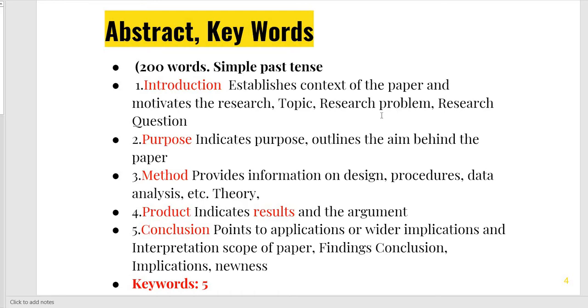There is introduction. You establish the context of the paper or thesis and motivate the research topic, research problem, or research question. You mention the purpose of the research or method. Which theory have you applied and what type of data do you have? Then what is the product? What is the result of your research? Obviously, every research is based on some benefit, that it must give some benefit to the society or to the research community, and it must have some problem because research is conducted to solve that problem.